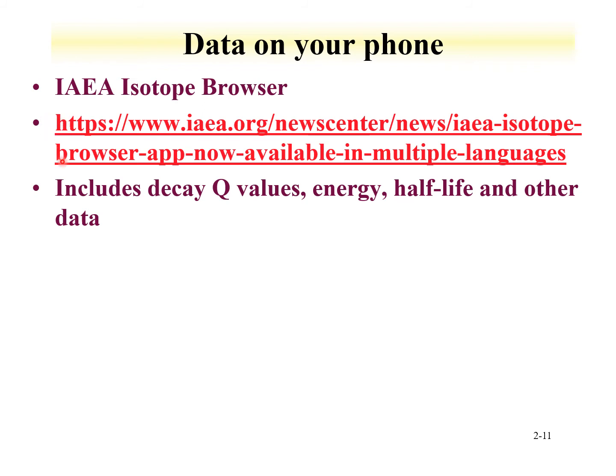Information on the isotope browser is available from this web page, but you can download it from your Android or Apple-based applications. The IAEA isotope browser will include Q values, but also information on energy of the decays, half-lives, decay modes, percentages, and other information that will be useful for the course. So I use the IAEA isotope browser all the time, and it's certainly a resource that you can use.